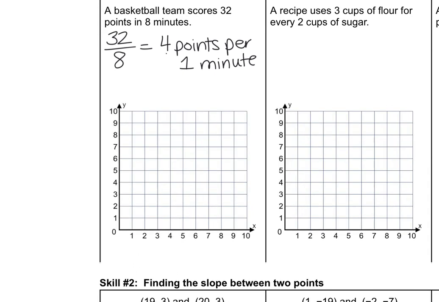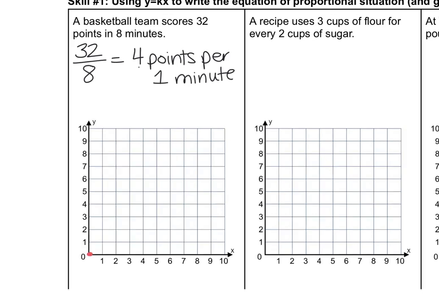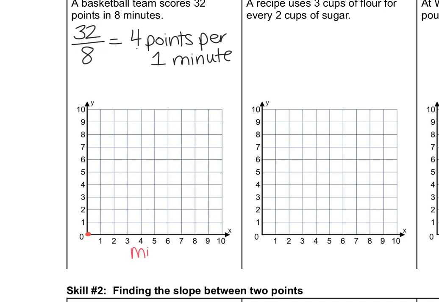So then to graph this, I would show that on the graph. After 0 minutes, I know that there's 0 points. We're going to have minutes on the bottom and points on the side. So after 1 minute, we've got 4 points. So that means after 2 minutes, I would have 8 points. And then I would connect with my arrow. So then our equation y equals kx would be y equals 4x.